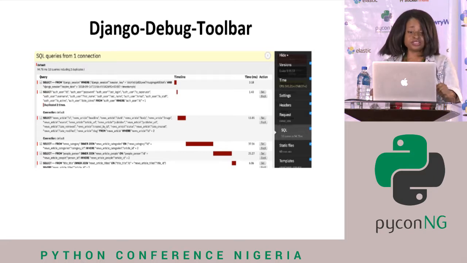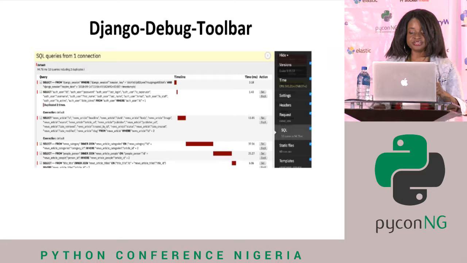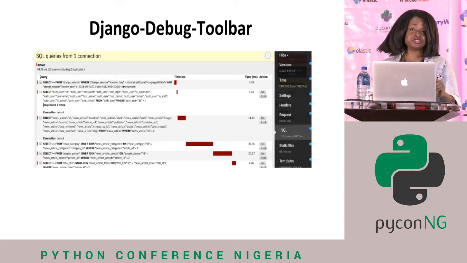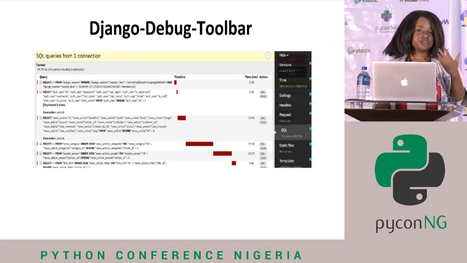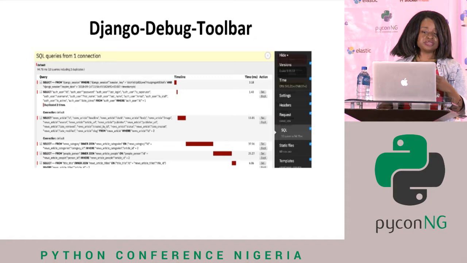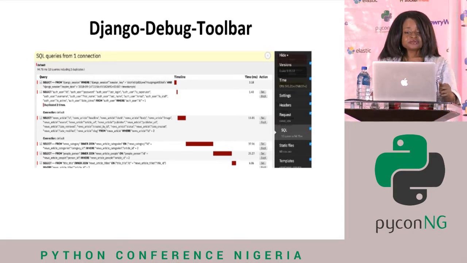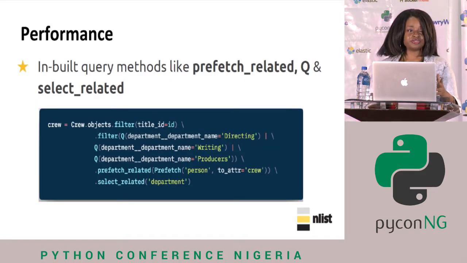So this is just a look at the Django toolbar. You can inspect your SQL queries, you can see response time, how long a page took to load. I was very conscious of this. There are things you can do with your queries and your models to make them faster. For instance, using stuff like prefetch_related, select_related.